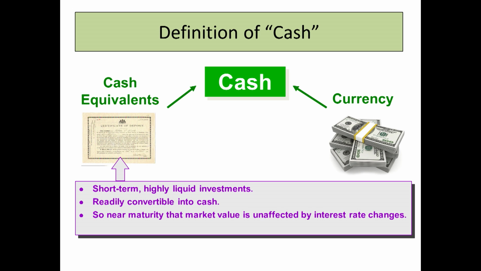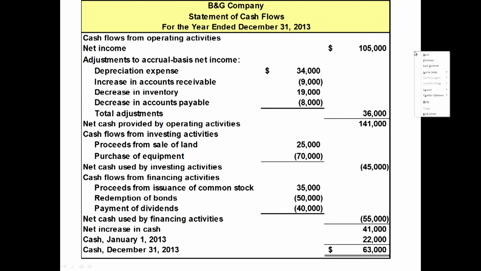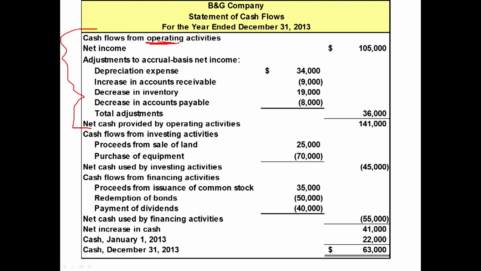Now, the statement of cash flow has 3 sections. They have the operating section where they put their operating activities, the investing section where they put their investing activities, and the financing section where they put their financing activities. Let me show you an example of a cash flow statement. This is a fictitious company. But this section right here, you can see, is their operating section. It shows the cash flows from operating activities and the net cash provided by operating activities.